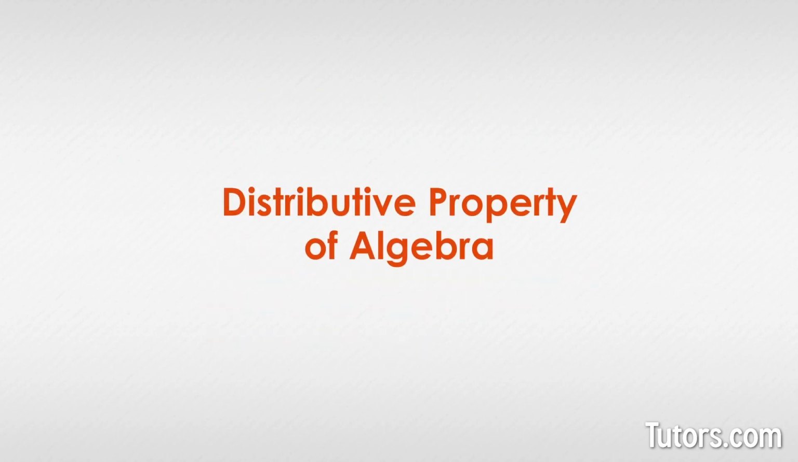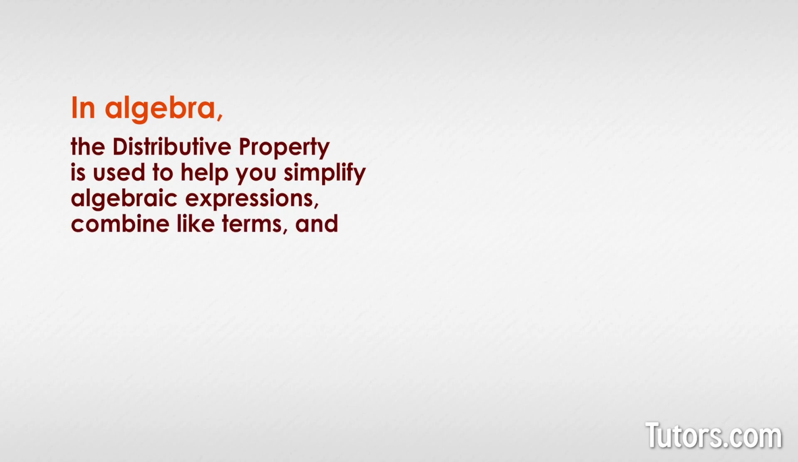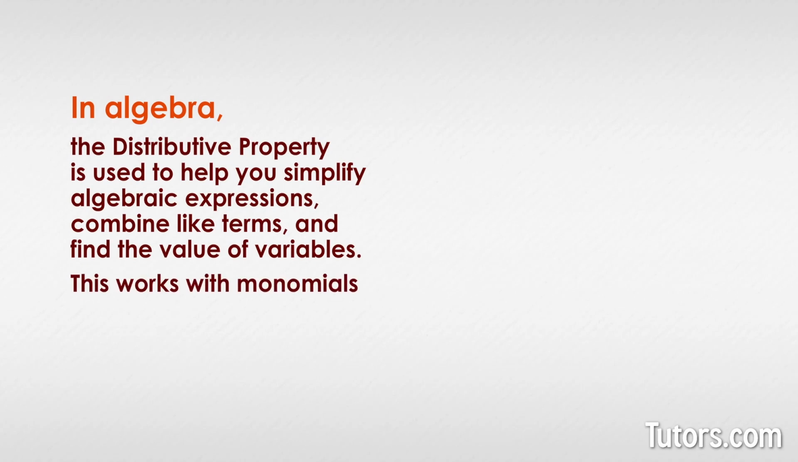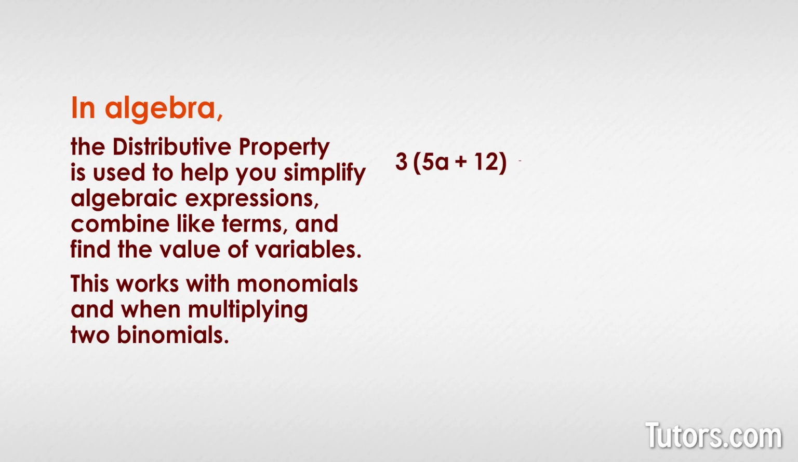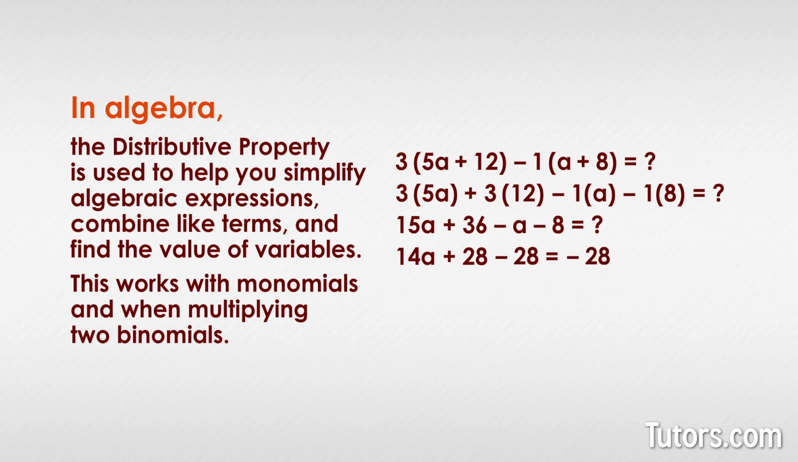Distributive property algebra. In algebra, the distributive property is used to help you simplify algebraic expressions, combine like terms, and find the value of variables. This works with monomials and when multiplying 2 binomials. Here is an example. Distribute the 3 and the -1. Combine like terms. Subtract 28 from both sides. Divide both sides by 14.